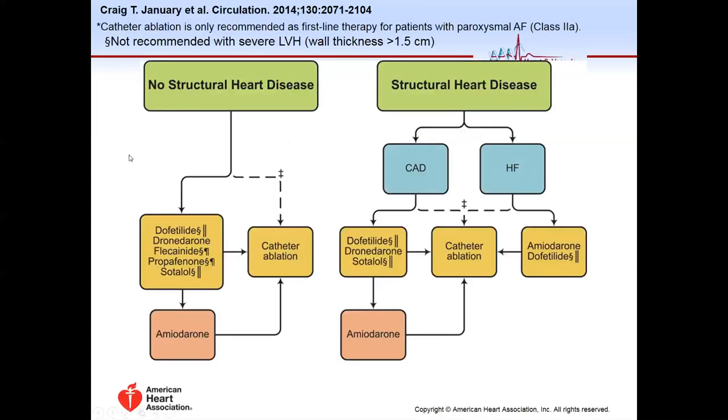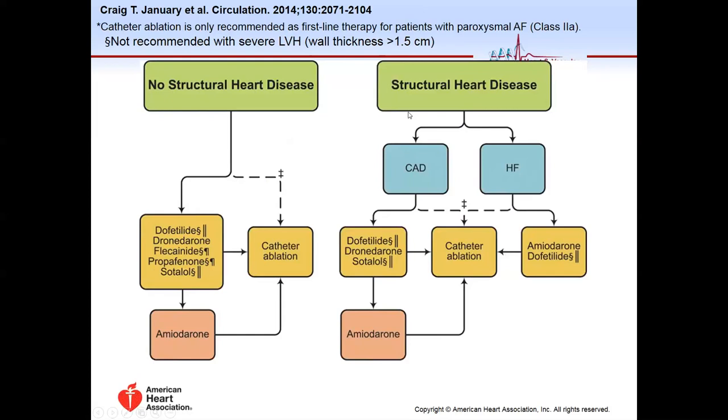And I thought I would just share with you this little flow sheet for antiarrhythmic drug considerations in your patients with AFib, which came out in 2014. For people who have no structural heart disease, they're really a candidate for everything, although you probably want to use amiodarone last. But they could take all these other drugs we talked about, or they could even go straight to a catheter ablation. Or you could try them on one of these normal drugs and then go to catheter ablation before you go to amiodarone, or whatever. You have all those choices.